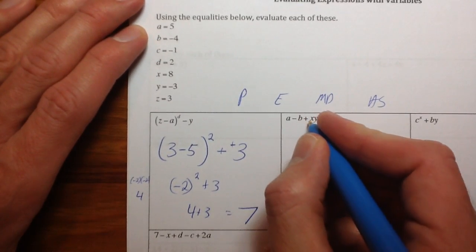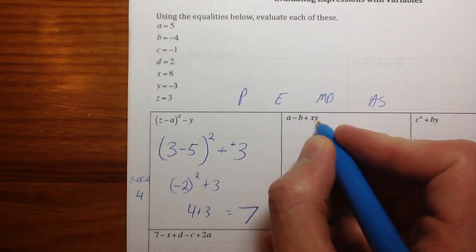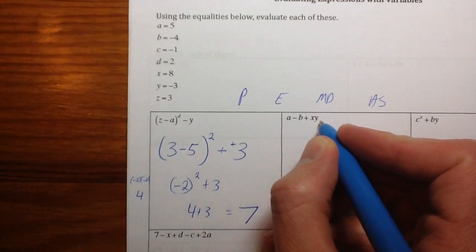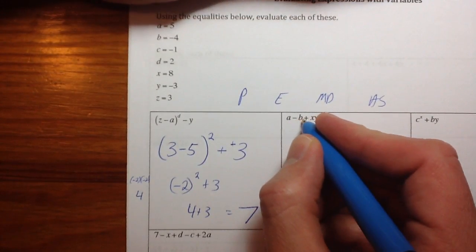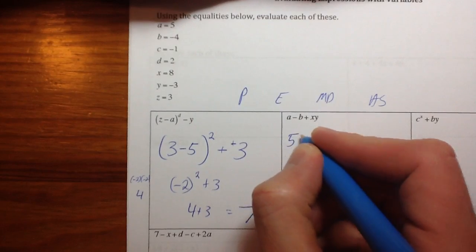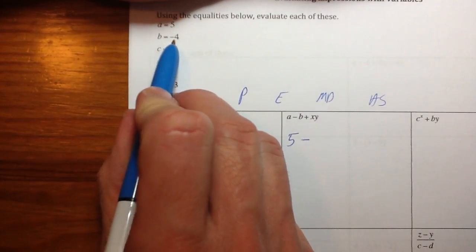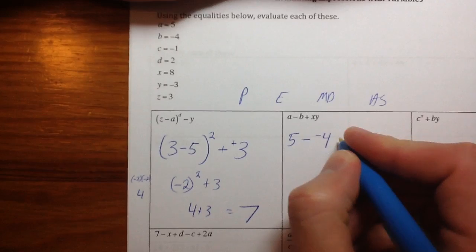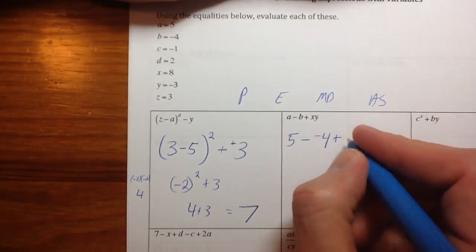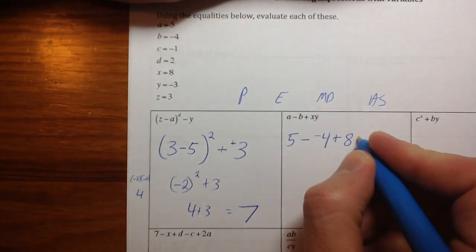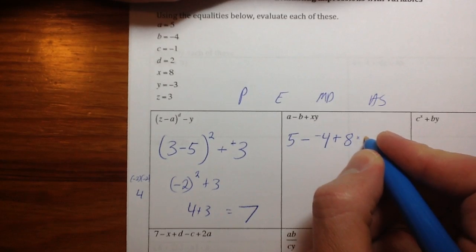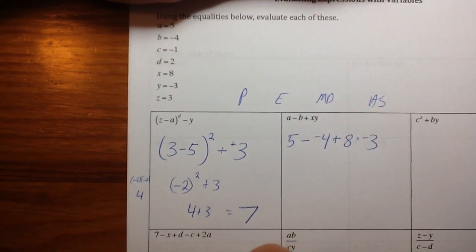Alright, let's keep moving. We have A minus B plus XY. Now XY, they're multiplied together. This is X times Y. So A minus B is going to be 5 minus -4. Be careful, watch your signs. 5 minus -4 plus X times Y, and that's -3.